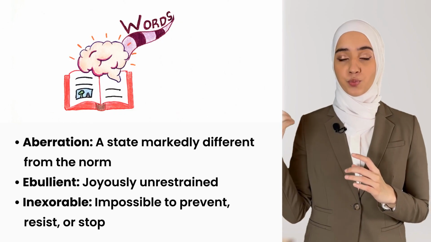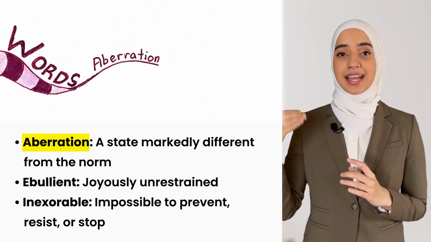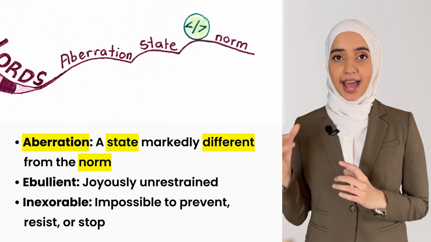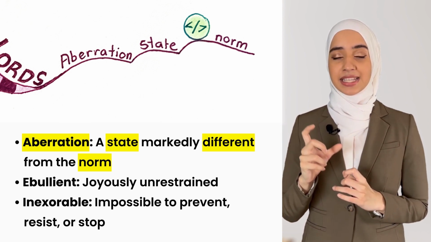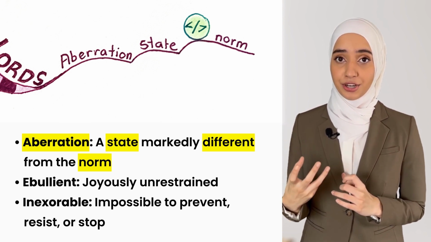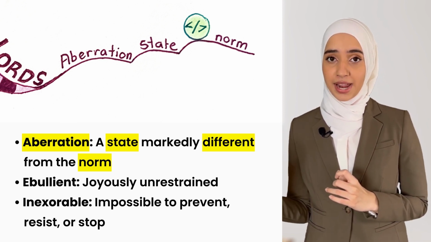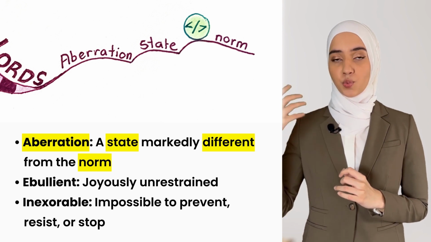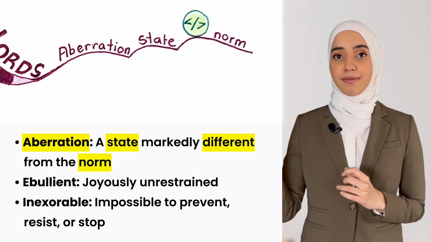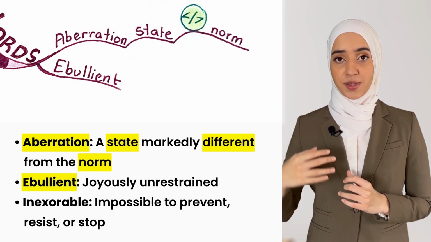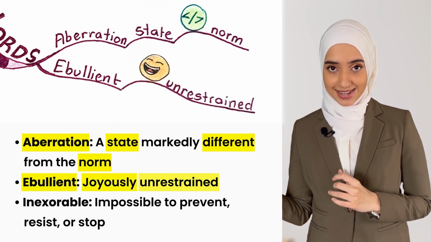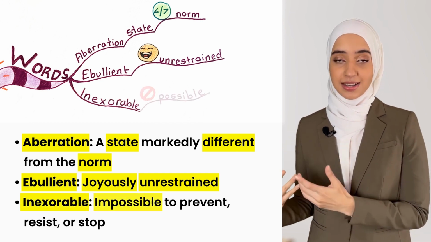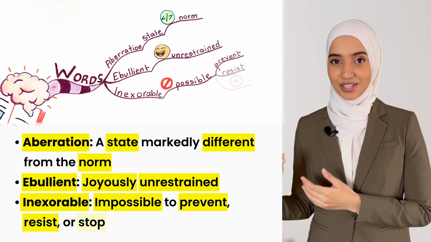So I'm going to start with my first word, which is aberration, which means a state markedly different from the norm. So for different, I'm just going to take an icon because mind maps work on the basis of icons, images, and colors because these are more memorable for the brain compared to plain text. So we're going to take an image for different and then just write our keyword norm, and then we're going to do the same thing for ebullient, which means joyously unrestrained, and then the same process for inexorable, which means impossible to prevent, resist, or stop.